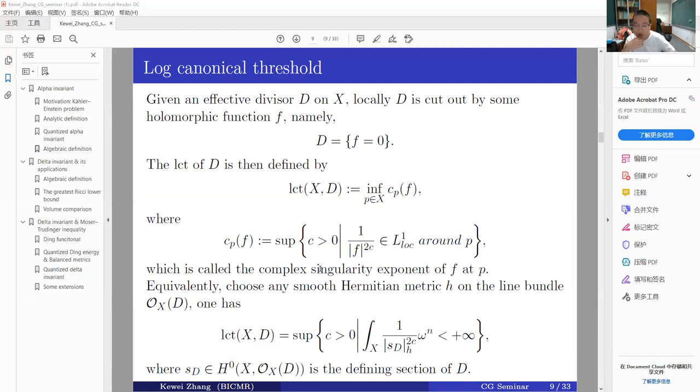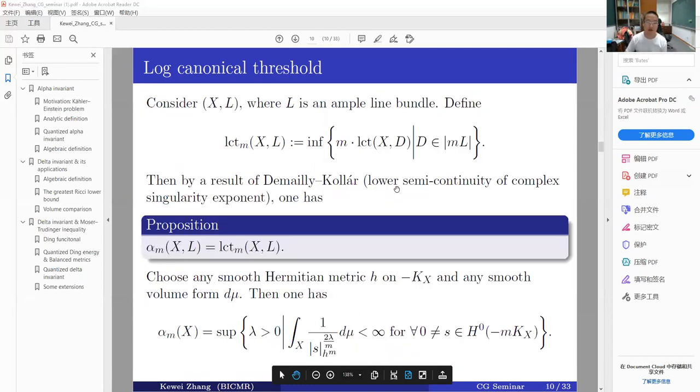If you want to work globally, then you can choose any Hermitian metric, and then this LCT is defined using this integral condition. So this is the definition of LCT, and then you can try to define this algebraic alpha_m invariant. You can write it as LCT_m, which is defined this way. You consider all the effective divisors in this linear system, and you consider their LCT, and then you suitably normalize this quantity, and then you take the infimum. Basically, this quantity is measuring the worst singularity of divisors in this linear system.